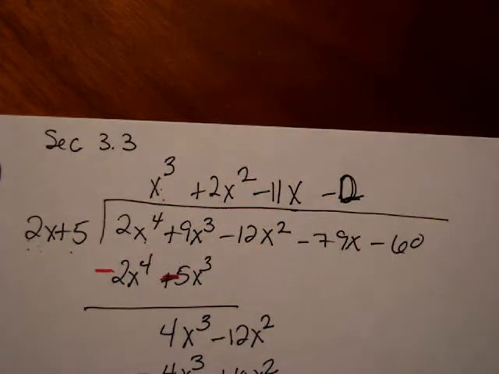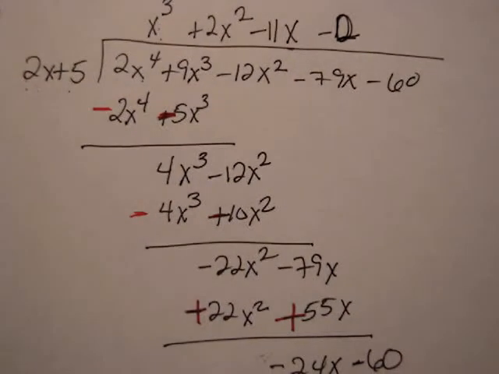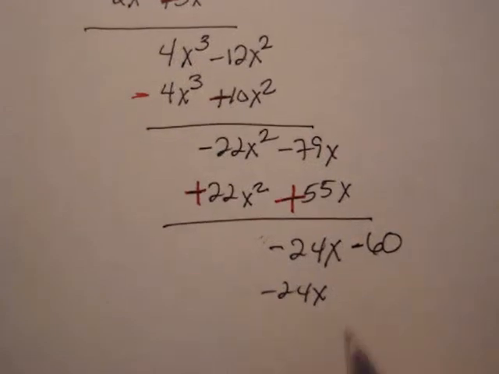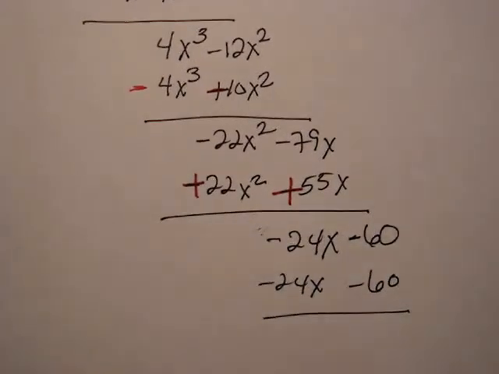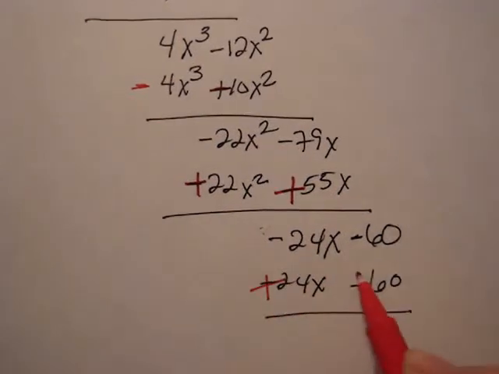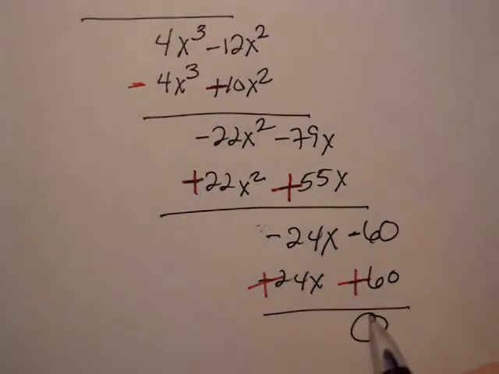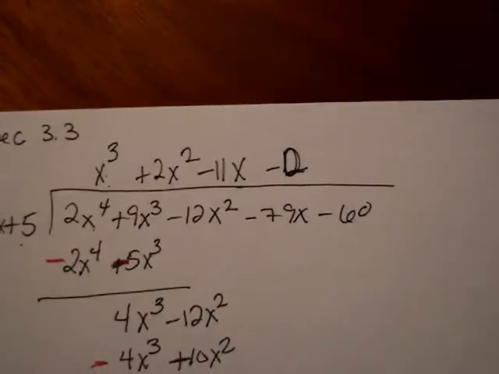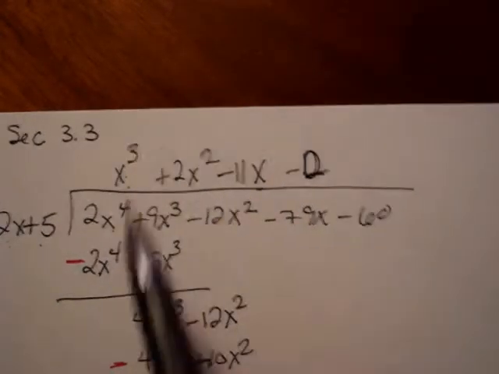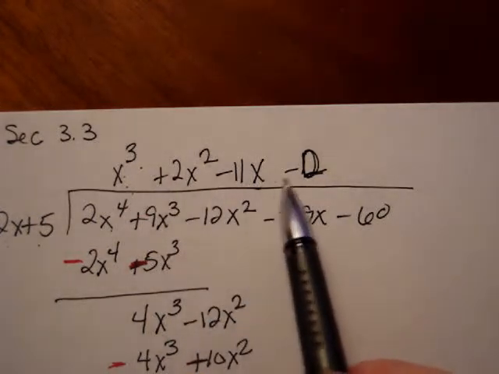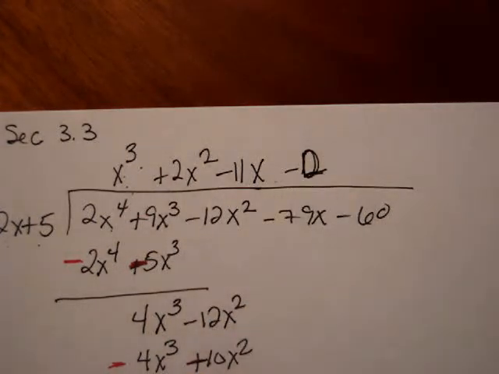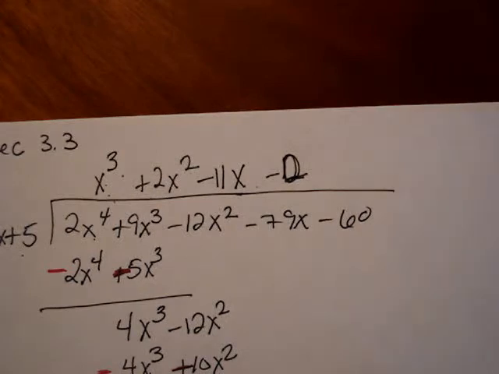And negative 12 times 5 is negative 60. And again, when I subtract a negative, it will turn into adding a positive, and I get 0 for remainder. So my final answer to this question is x to the third plus 12x squared minus 11x minus 12. Okay, so that's long division.